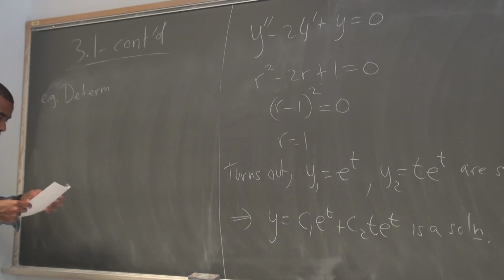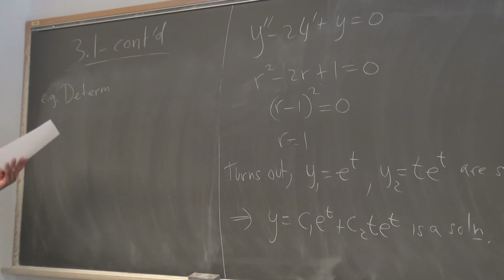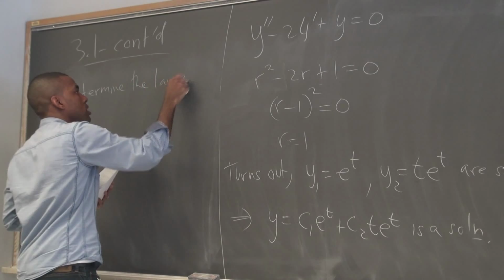I guess we'll have to end after this example. After this, I talk about the Wronskian, but then to talk about that, I'd have to talk about Cramer's rule. We won't have time. So let's just do this and be done with it.